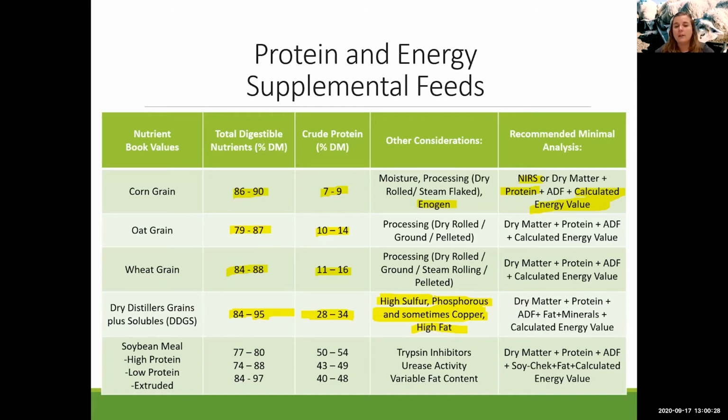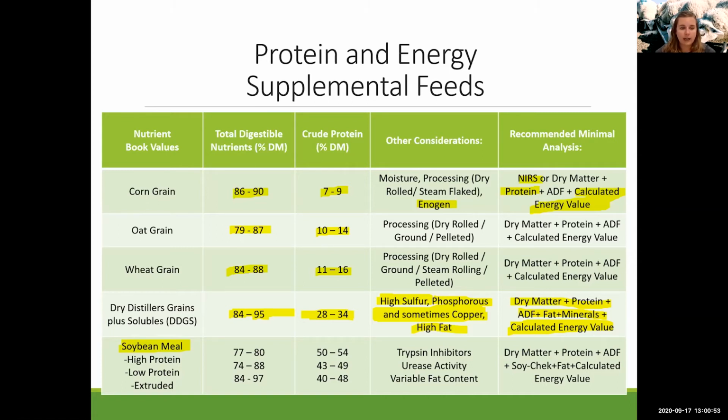So for that feed, I recommend our F10 test, which is going to include all of our wet chemistry, includes the dry matter, protein, ADF, fat, minerals, and of course your calculated energy value, which is going to be your TDN. Okay, and then finally, I've seen a spike in using the soybean meal with the low supply of distillers that we've seen with COVID.